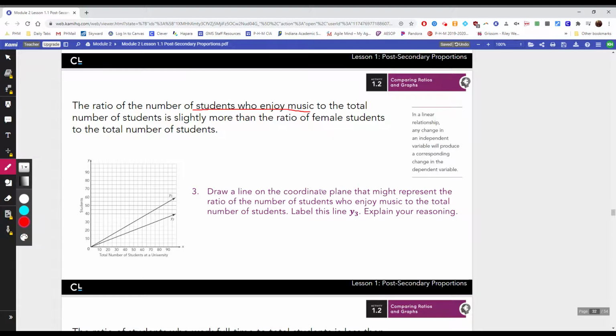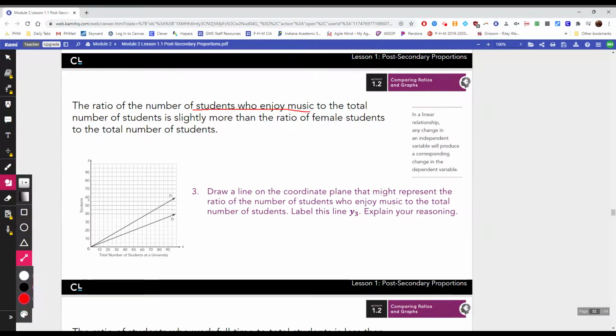Draw a line on the coordinate plane that might represent the ratio of the number of students who enjoy music to the total number of students. Label this line y sub 3 and then explain. All right, the ratio of this group of students to the total is bigger than the ratio of female students. Therefore, the line should be steeper.